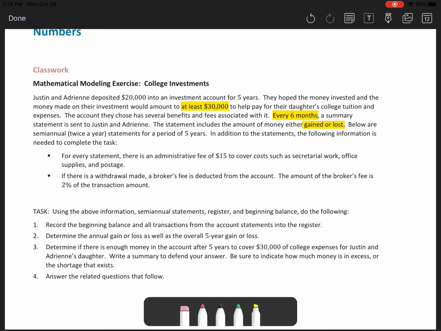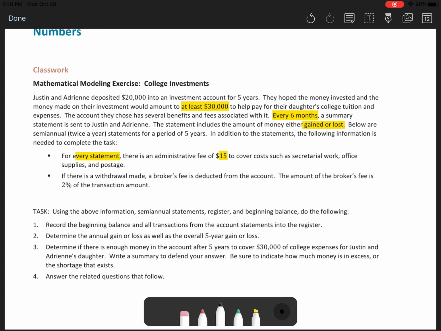So all this information is important, but also we need to know that every statement there is an administration fee of $15. So that's another thing, $15 every statement. And it covers costs such as secretarial work, office supplies, and postage. If there is a withdrawal made, the broker's fee is deducted from the account. The amount of the broker's fee is 2% of the transaction amount.